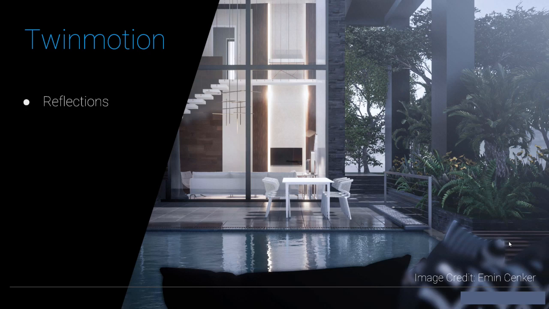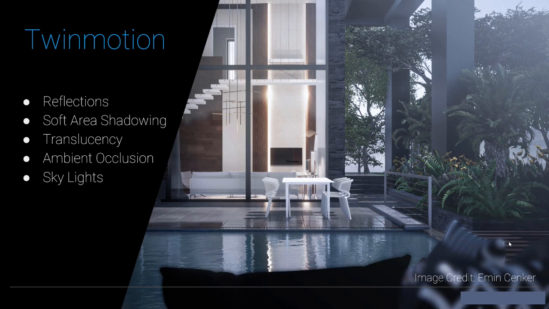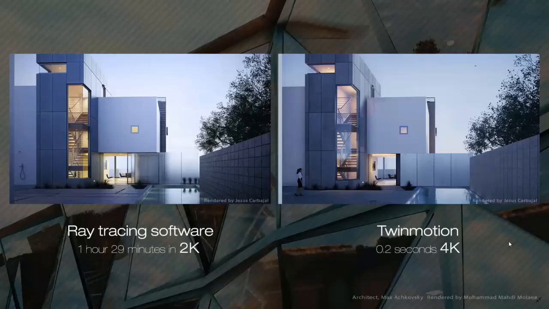With Twinmotion, some of the things we get right out of the box are beautiful reflections, soft area shadowing, translucency, ambient occlusion effects, and working with different kinds of lighting, especially things like skylights and image-based lighting. Of course, this all helps provide global illumination solutions so that we can bring the realism forward with Twinmotion as well.